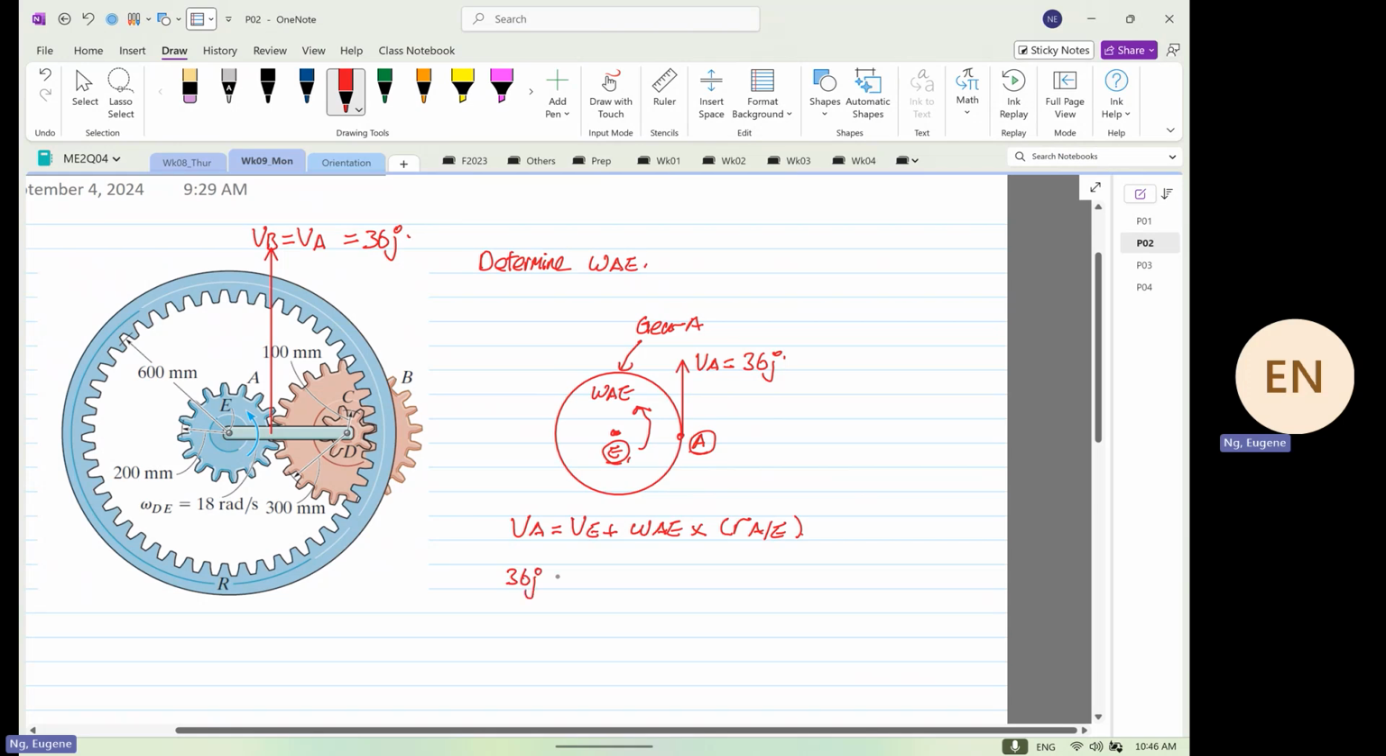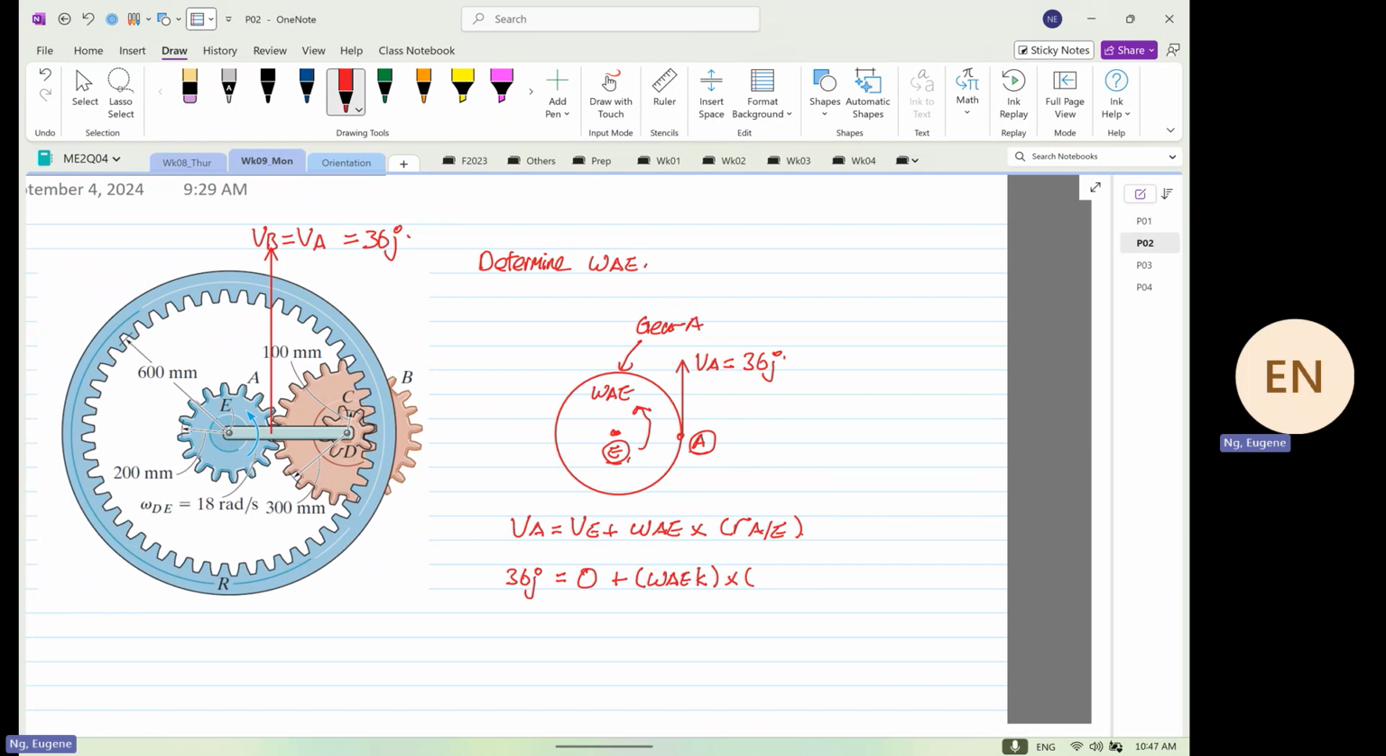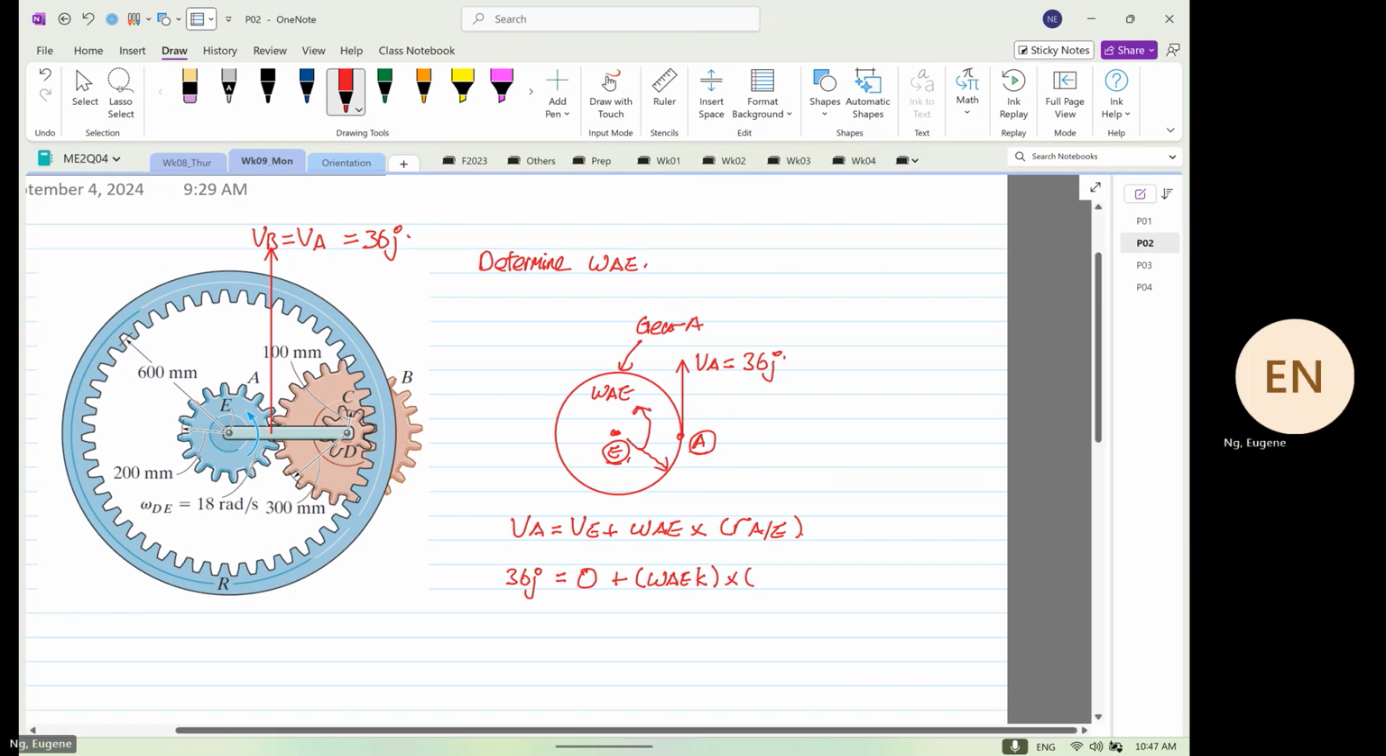Equal to 36J. VE is fixed, zero, plus omega AE, going anticlockwise, is positive. Omega AE k cross R A from point E. So this distance from here to here is equal to the radius, which is 0.2 meters. So it's equal to 0.2 i.